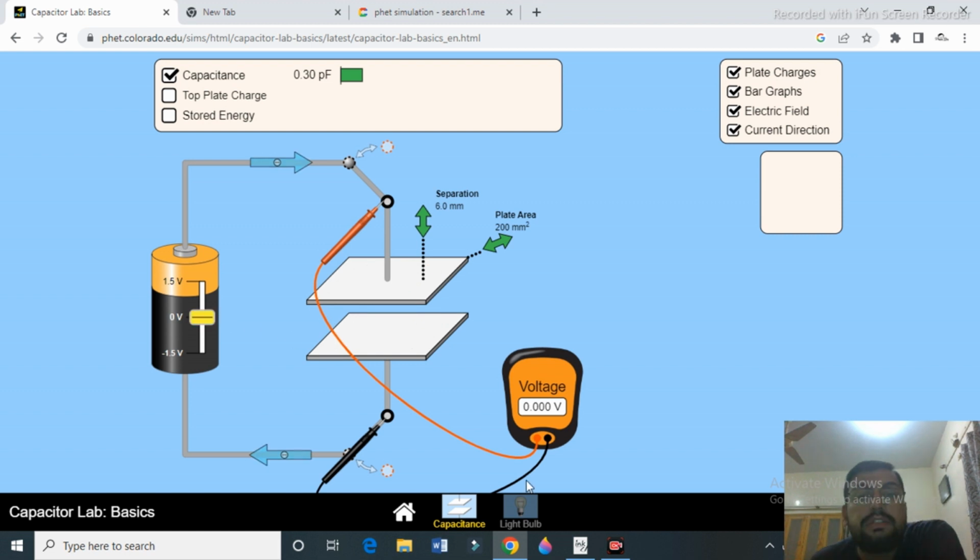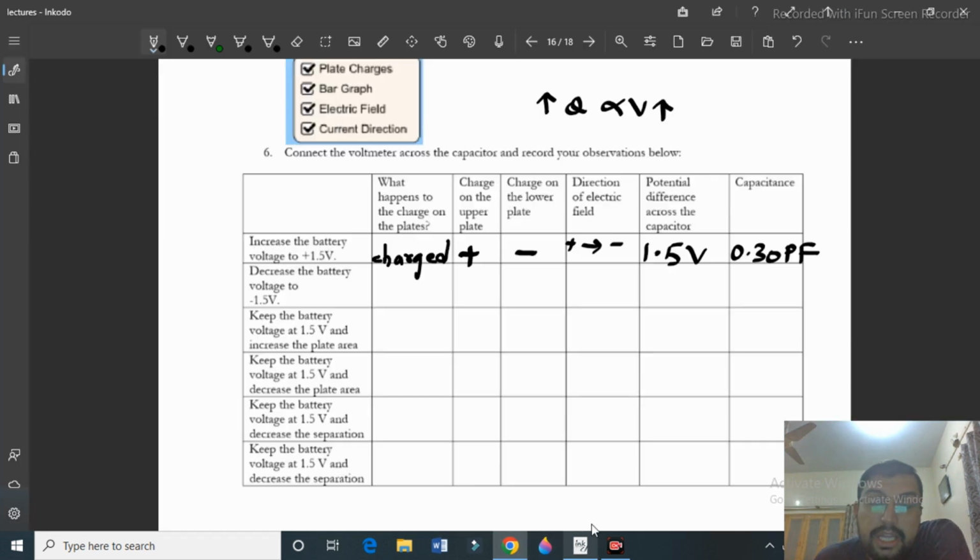It tells us that the relationship between charge and voltage is direct. If you increase the potential difference, then the charge on a simple capacitor, a parallel plate capacitor, will also increase. So what will you identify? How have you identified? You have seen this by using the simulation.